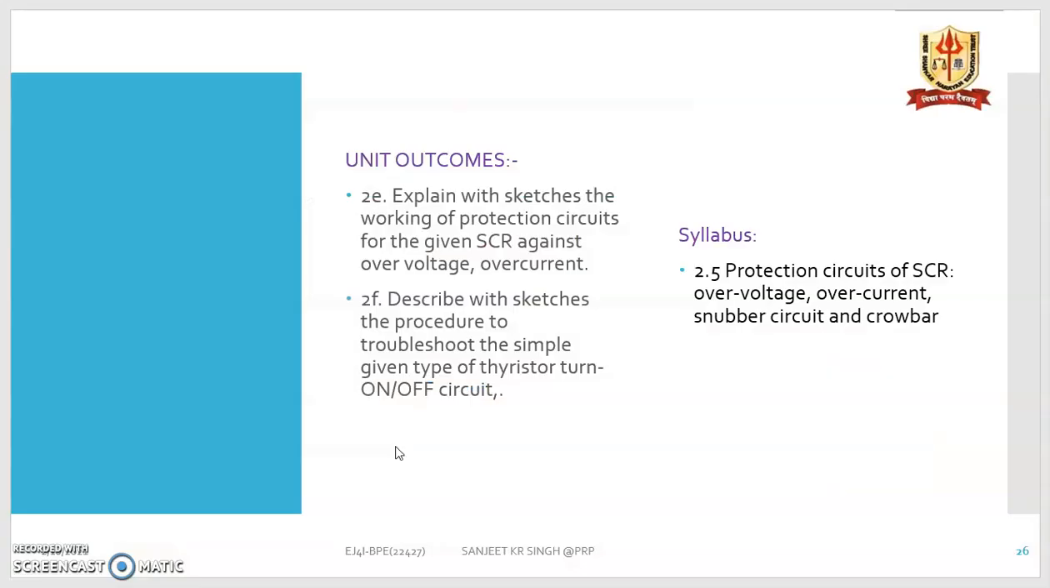So in this presentation, we'll see the protection circuits of SCR from over voltage and over current using snubber circuit and crowbar in particular. These are the two unit outcomes.